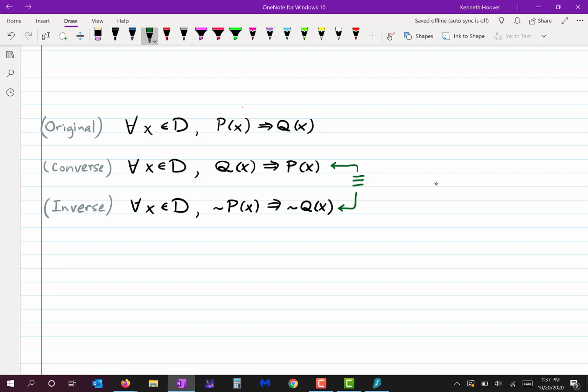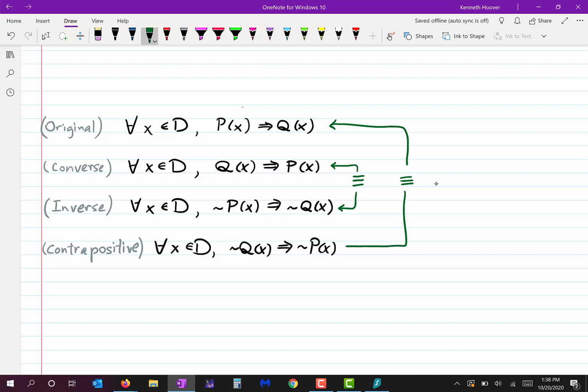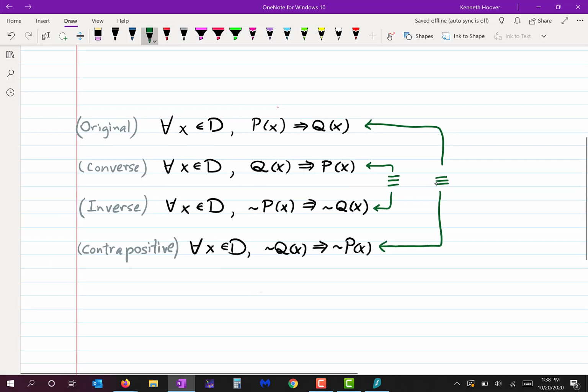Okay? All right, and then the last one is the contrapositive, which is where you change the direction of the implication and also negate both parts. It would say for all x in D, not Q of x implies not P of x. Now, that is equivalent to the original statement. Okay?